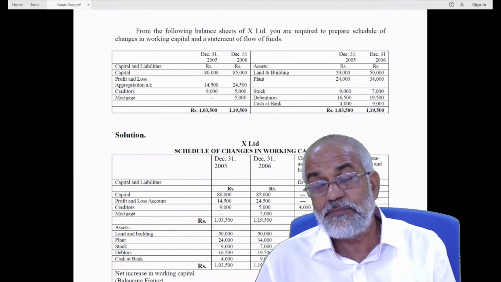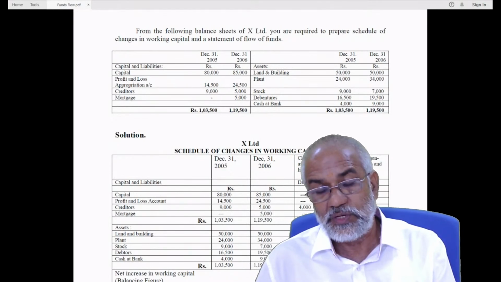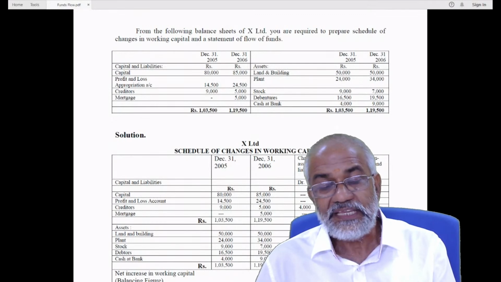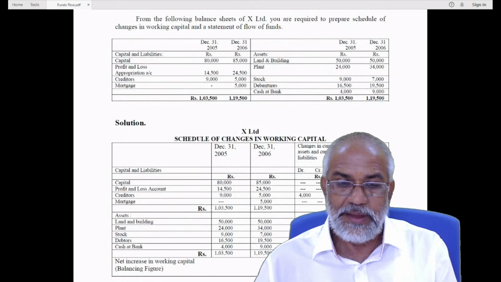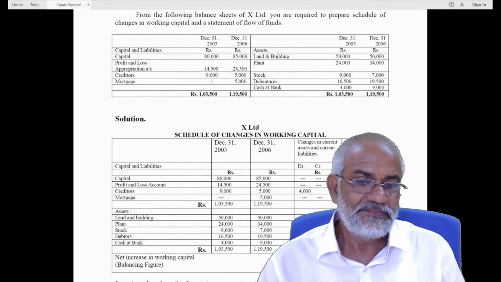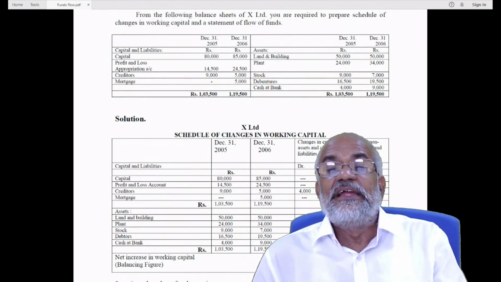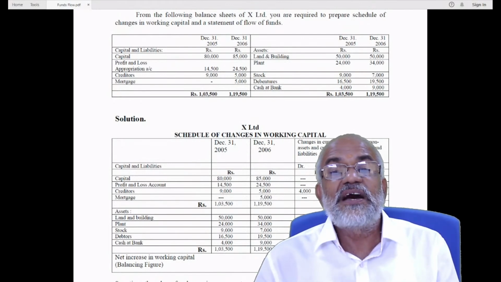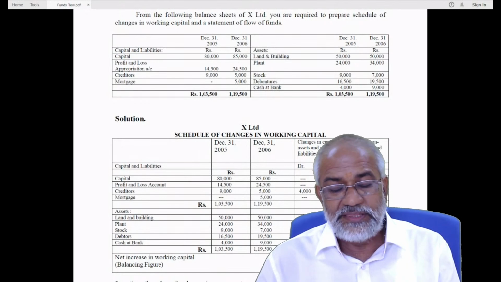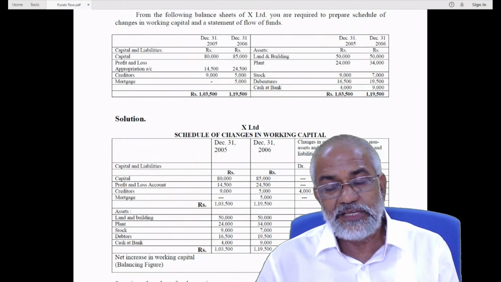And the very first step in preparation of the funds flow statement is the schedule of changes in working capital, or the statement of changes in working capital. Let us see how the statement of changes in working capital is prepared out of this. It has different columns. The first column is for particulars, where the names of the assets and liabilities have to be written.